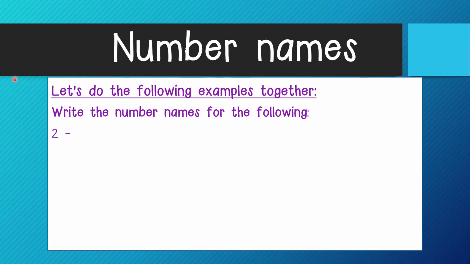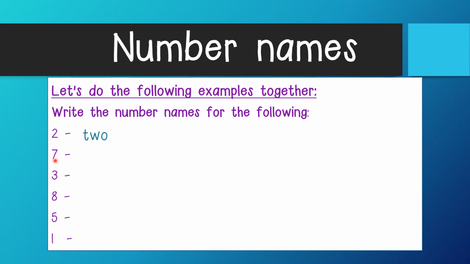Let's do the following examples together. Write the number names for the following. So we have 2, 7, 3, 8, 5, and 1. So let's try and spell the number 2 together.